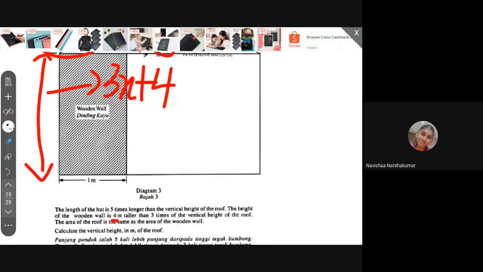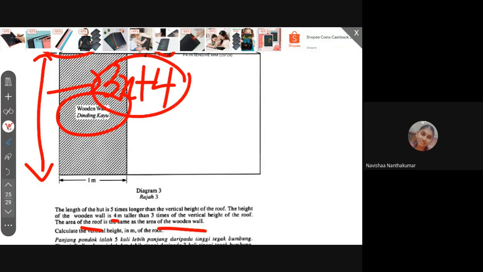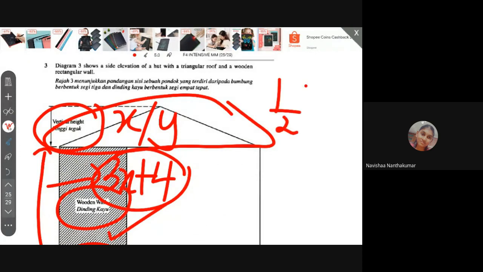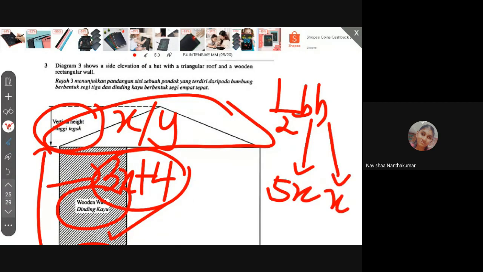Area of the roof is the same as the area of wooden wall. So kamu boleh cari luas yang ni sebab kamu ada lebar dan panjang. You already have the length and width, so you can find this area. And then area of roof, you can use area of triangle because this is a triangle. Okay, so half times base times height. Base is 5x lah, tadi kamu dah cari. And the height is you also assume as x.